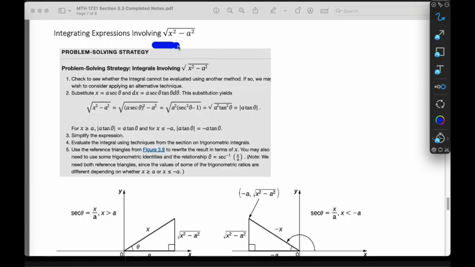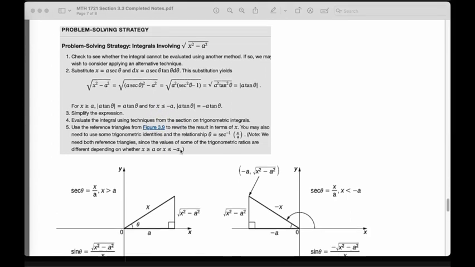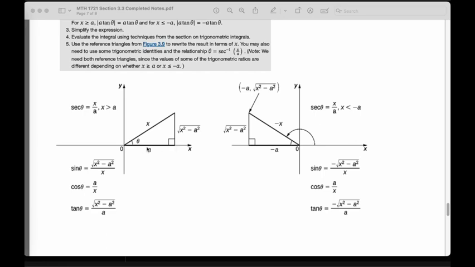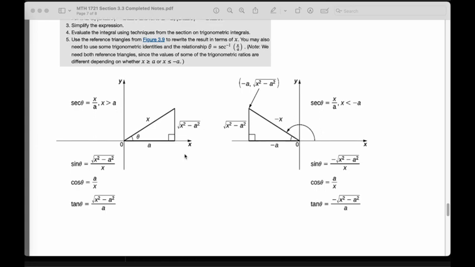In this last example, we're going to go through the situation where you could evaluate an integral that involves the square root of an expression in the form of x squared minus a squared. Here's your general problem solving strategy that I pulled from the book as normal. You could use that as a reference. Down here, you'll notice you have two possible reference angles when you're evaluating a definite integral. You have to make sure you keep track of which reference angle you're using depending on your value of x and a. So keep that in mind.